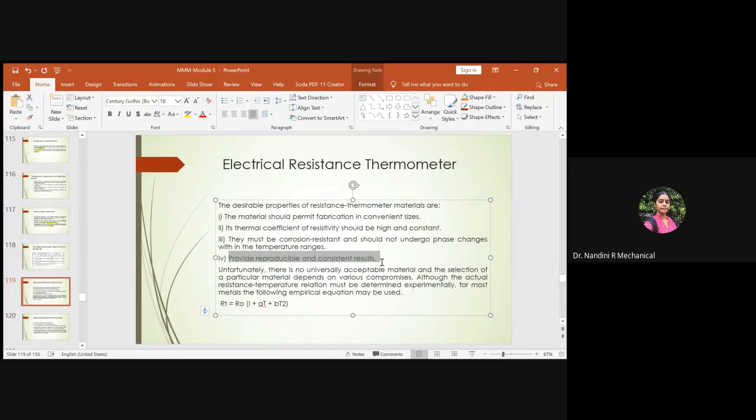Unfortunately, there is no universally acceptable material until now that is the perfect material for devising a thermometer. The selection of the material mainly depends on various compromises. A single material will not have the whole set of properties. You have to play with the available materials, the combination of the metal and its oxides, and other properties, so that you get the required properties. To get these properties, you have to compromise sometimes.